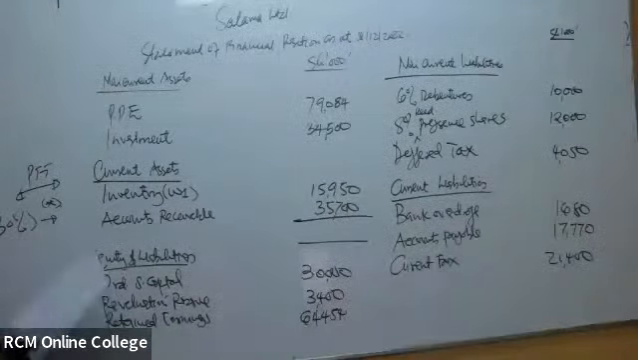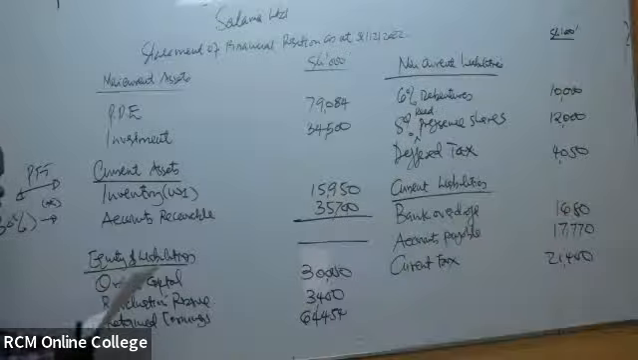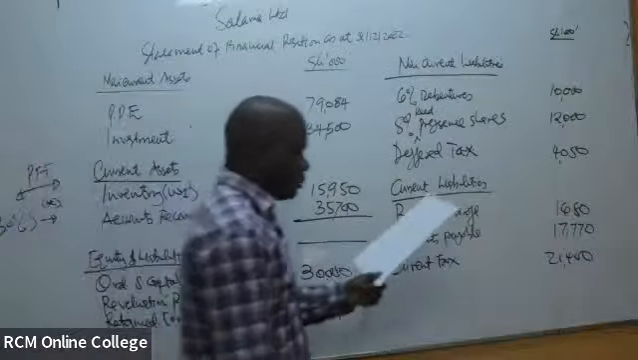So they just provided for it. They never settled it. So it will actually be a liability. So it will be 21.4 million.